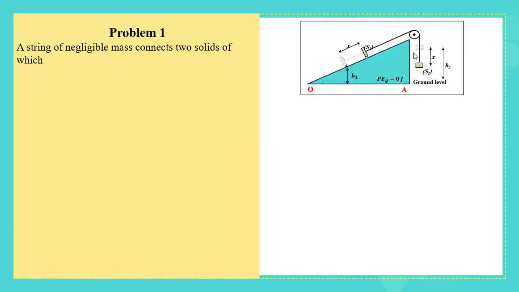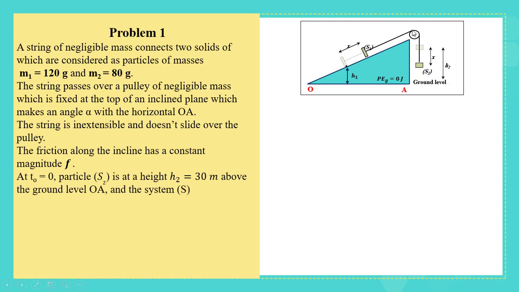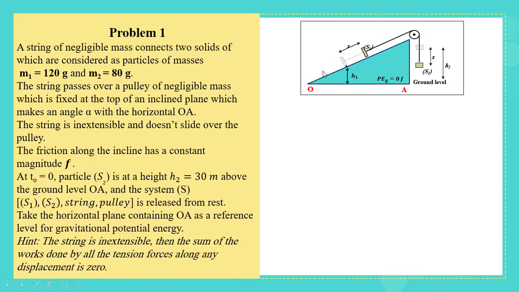Problem 1. A string of negligible mass connects two solids, which are considered as particles, of masses m1 and m2. The string passes over a pulley of negligible mass which is fixed at the top of an inclined plane, which makes an angle alpha with the horizontal OA. The string is inextensible and doesn't slide over the pulley. The friction along the incline has a constant magnitude F.